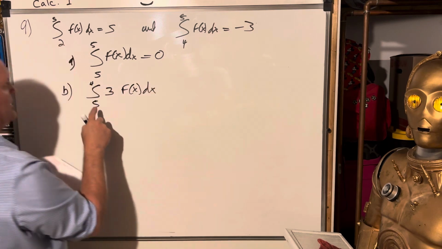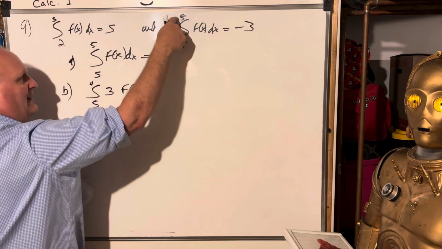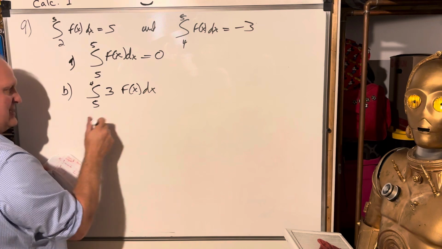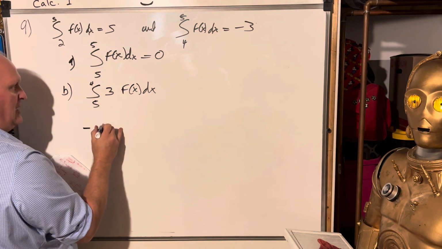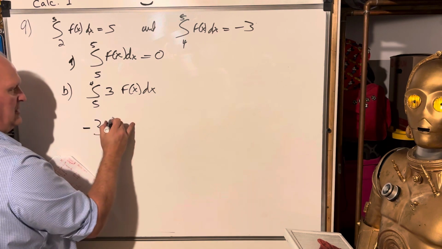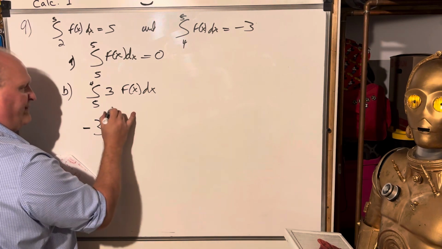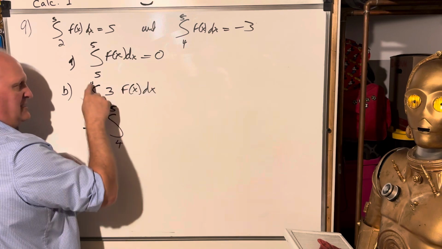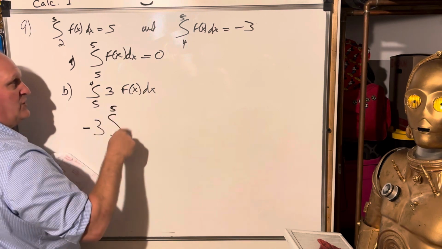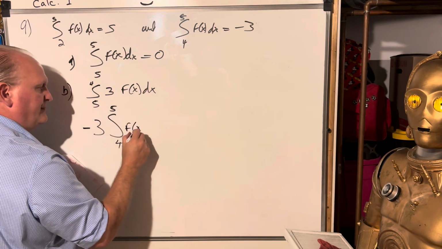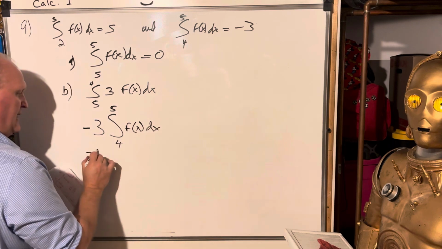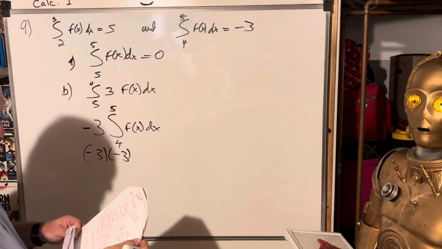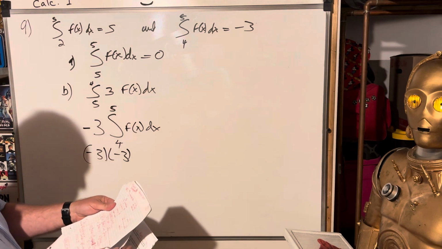Again, when they switch the interval, if I switch up the 5 and the 4, then it just makes it a negative. So this is the same as the opposite of, I can pull that 3 out, the integral from 4 to 5. So if I put a negative in there, I can switch that around back to the original order. And now I just have -3 times -3, which is +9.